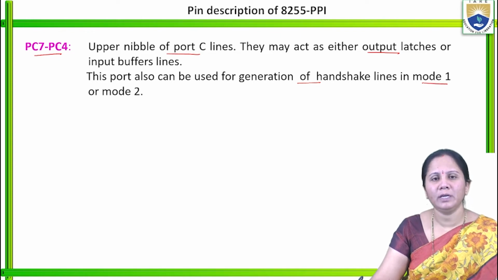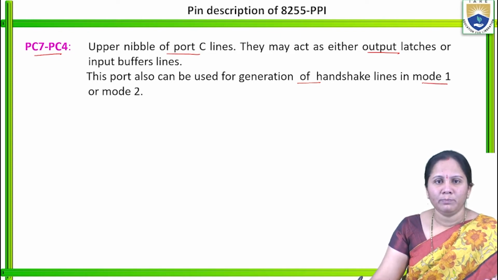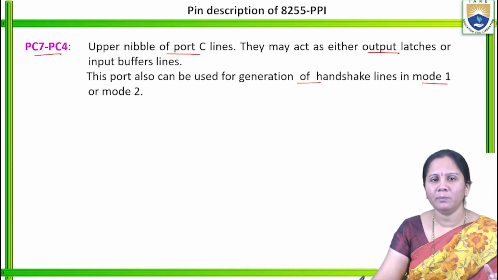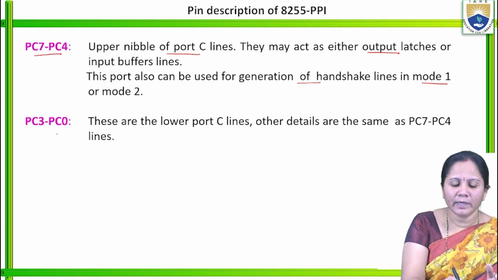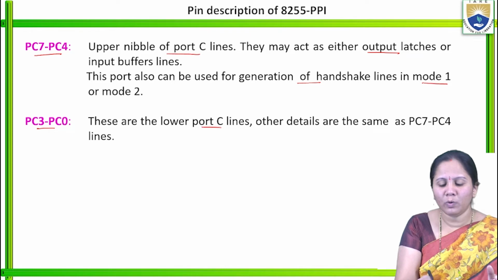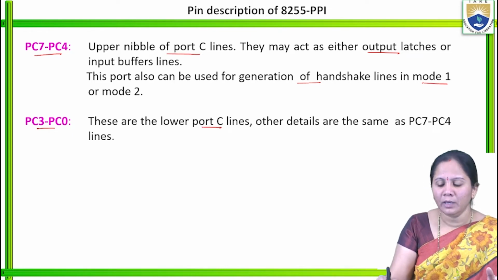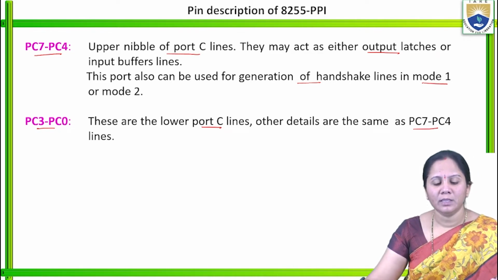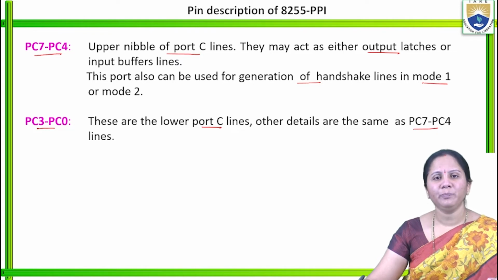So as we know, if it is operating in the BSR mode, it will be only for port C. If it is operating in the IO mode, it will be under mode 0, mode 1 and mode 2. And another 4 bits of port C, PC0 to PC3, are the lower port C lines. Its operation will be the same as the higher bits of port C. That means these signals can also be used as handshaking signals. So these are the 3 ports that are present in 8255.